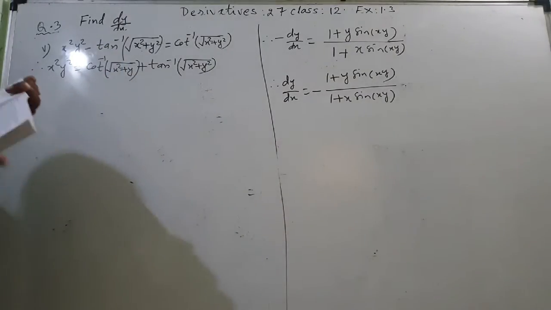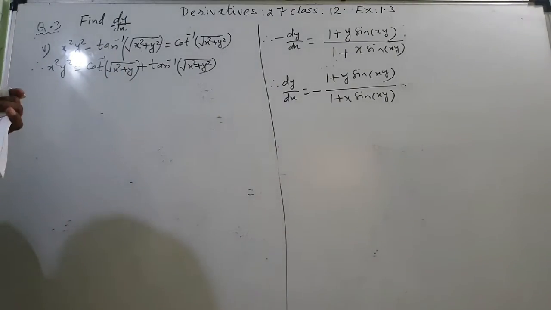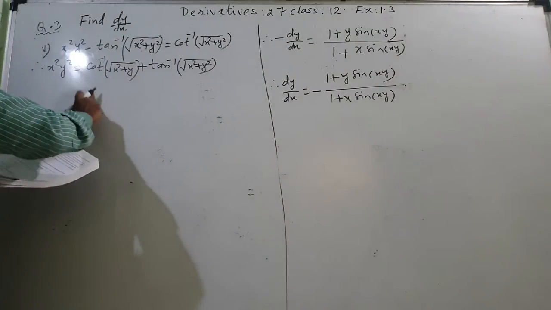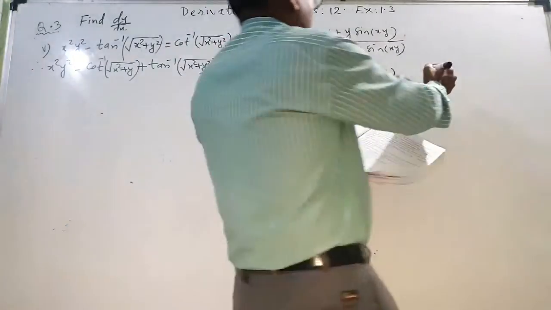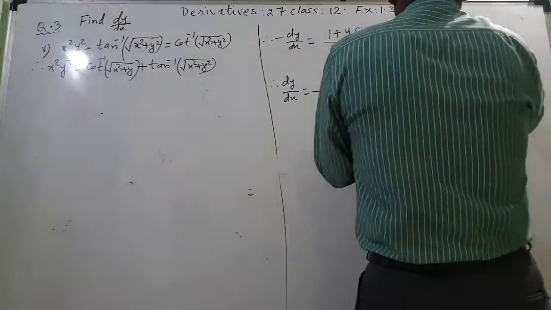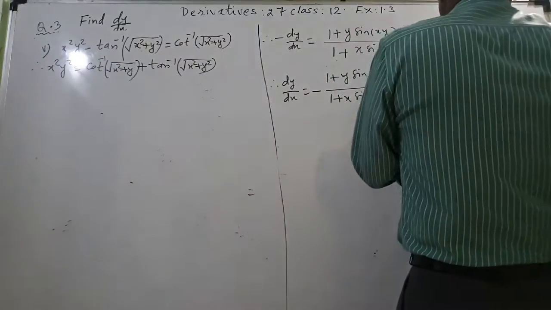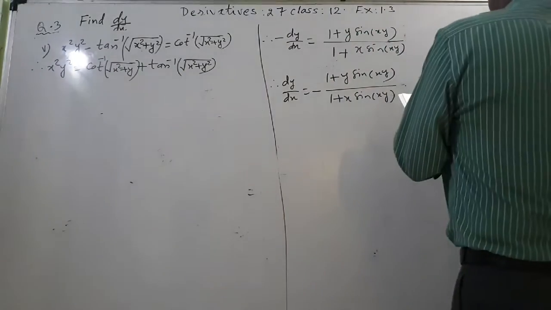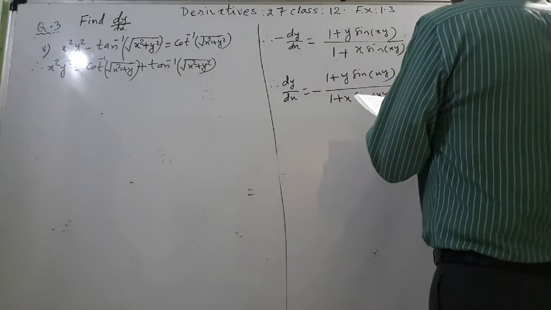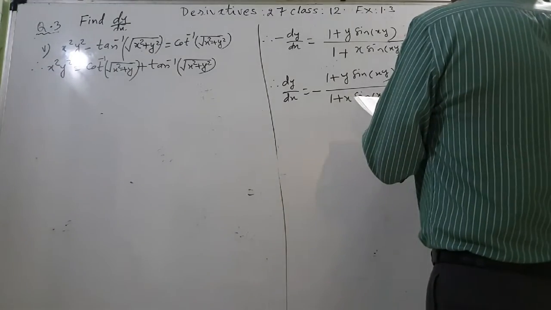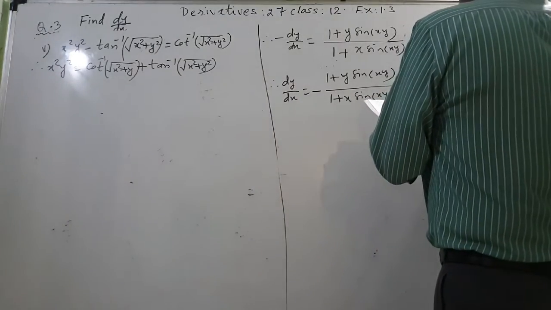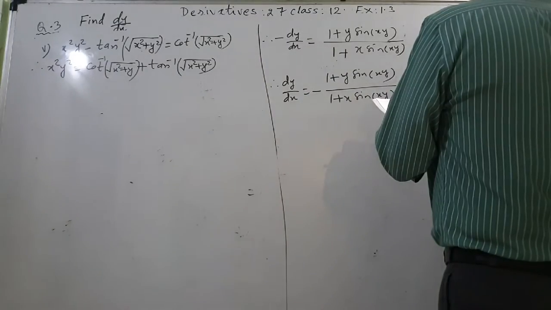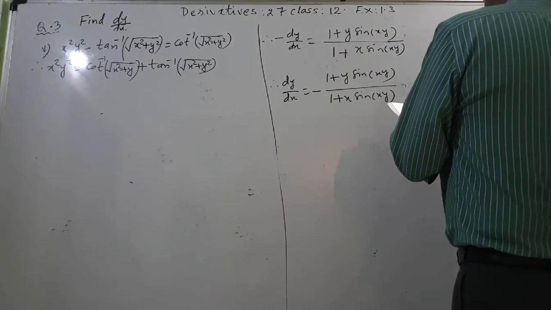Sine inverse plus cos inverse is equal to pi by 2. Tan inverse plus cot inverse is equal to pi by 2. See, sine inverse x plus cos inverse x is equal to pi by 2. Similarly, sec inverse plus cosec inverse is also pi by 2.